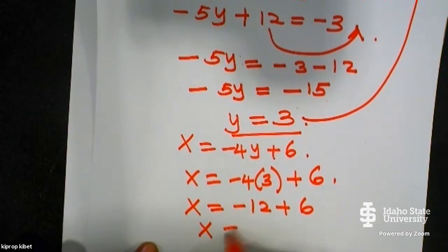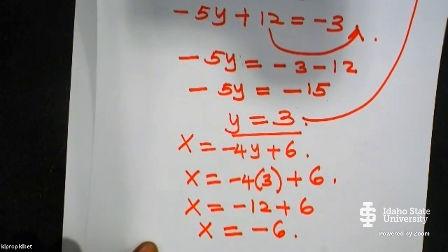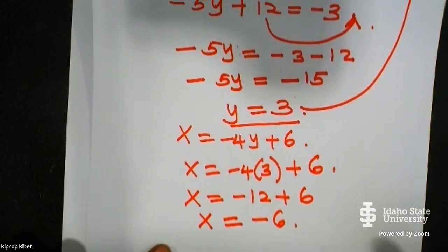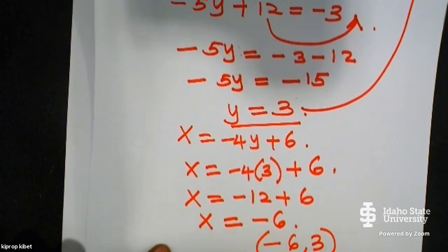So x is equal to minus what? Minus 6. So the solution to our system will be minus 6 and what? And 3. Very simple, right? So that one is our system, minus 6, 3.